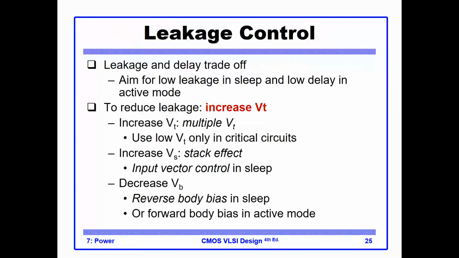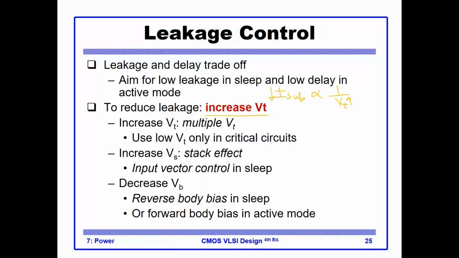And let's talk about controlling leakage. How do I control leakage? Obviously, the most important of those leakages is subthreshold leakage. Subthreshold leakage is inversely proportional to VT. So if I increase VT, the subthreshold leakage decreases. So how do I increase VT? See the relationship here. I want to increase this because it reduces subthreshold current.